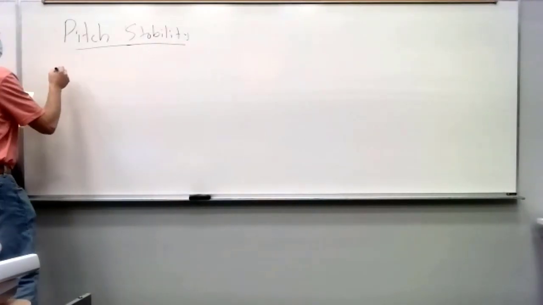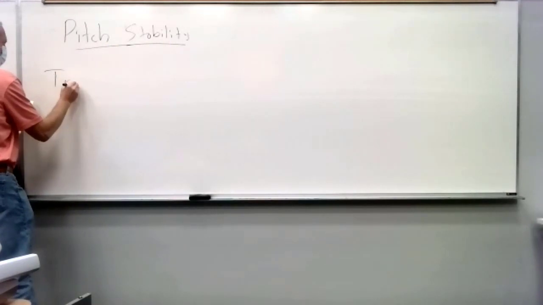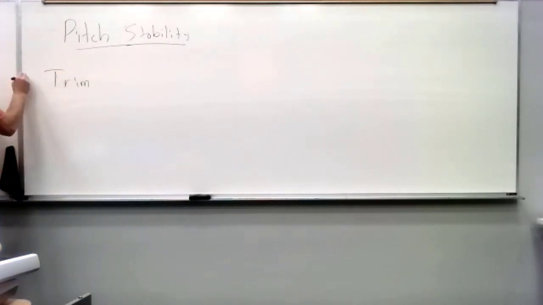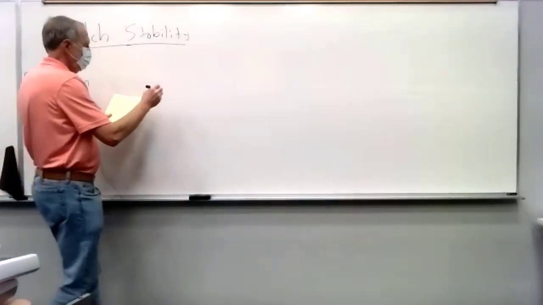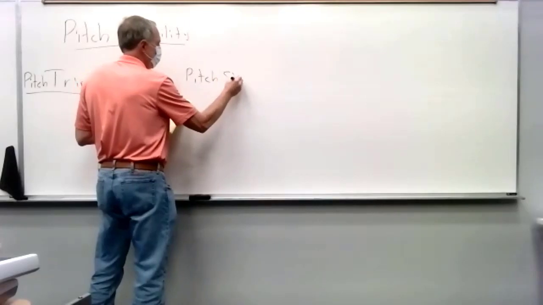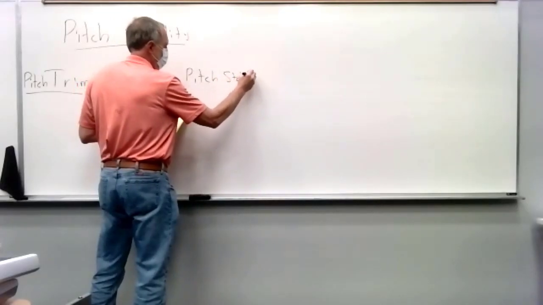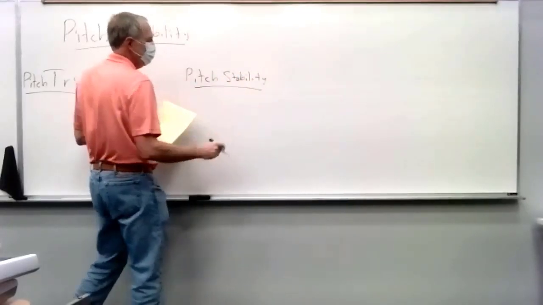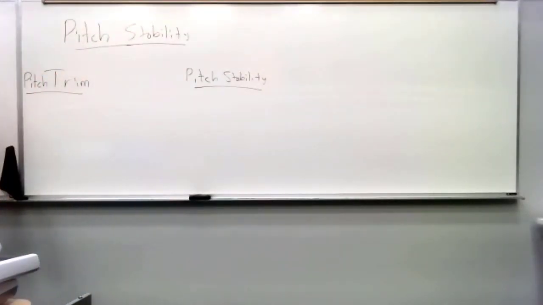And there's two features to this. There's the trim, the pitch trim problem, and then there's the pitch stability. So every time you talk about stability, there will be an equilibrium or a steady state or a trim condition. And then from that, there will be a disturbance. And you want to know, well, how does the airplane respond to a disturbance?